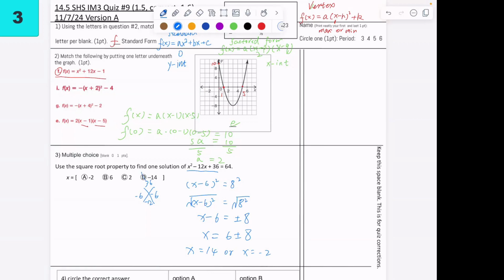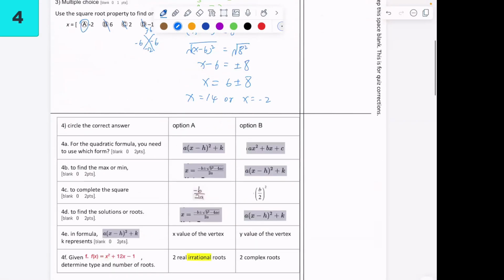So this is not right, this is not right, this is not right. So minus 2. The answer is A. Okay, you circle the answer A. Okay, and let's look at question number 4.